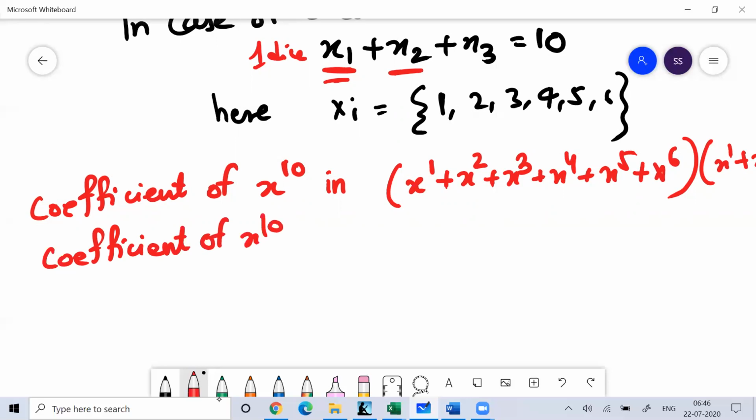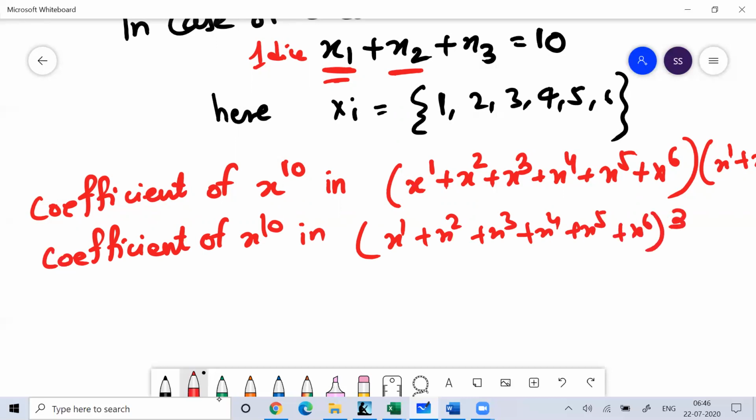x to the power 10 in (x to the power 1 plus 2 plus 3 plus 4 plus 5 plus 6) to the power 3, considering all the 3 dice, dice 1, dice 2 and dice 3 all together. So then I can keep solving this. I need to find the coefficient of x to the power 10 in this.